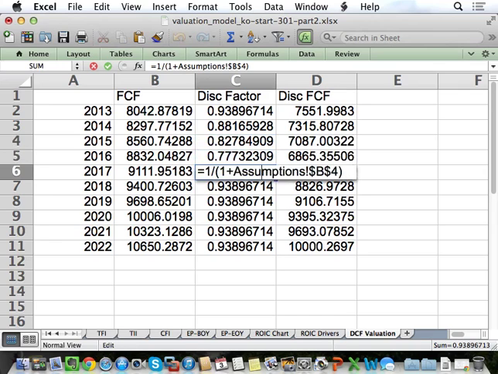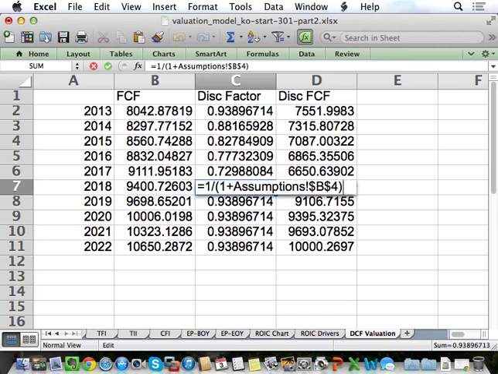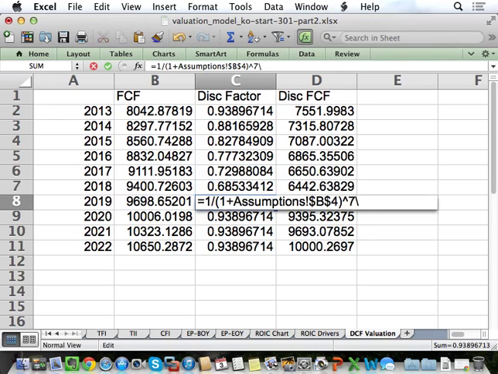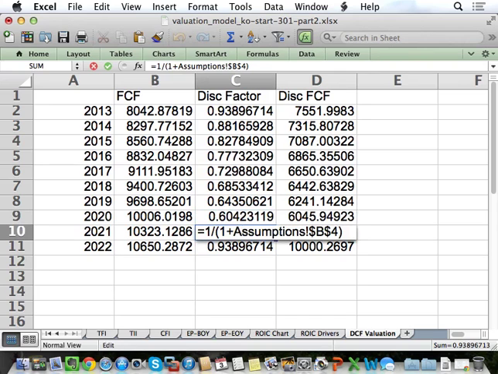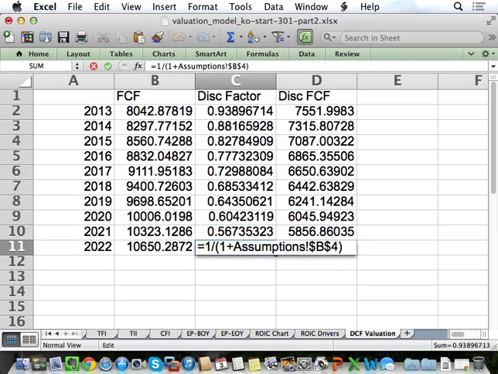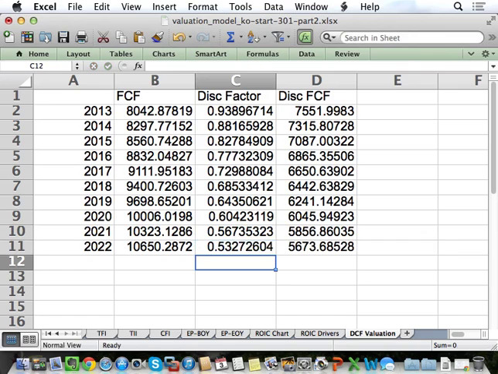Fifth year, power of 5. Sixth year, power of 6. Seventh year, power of 7. Eighth year to the 8th power. Ninth year to the 9th power. And 10th year to the 10th power. So again, let's make sure: 2, 3, 4, 5, 6, 7, 8, 9, and 10. Okay, so those are my discounted free cash flows for the next decade.